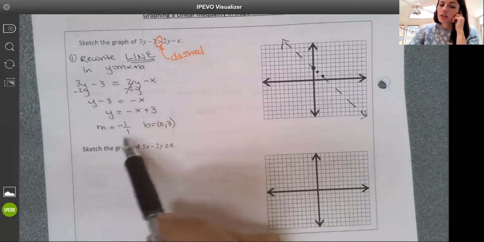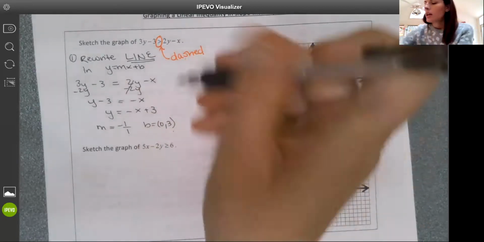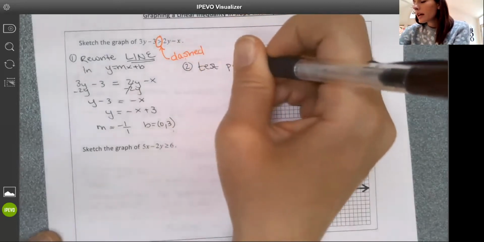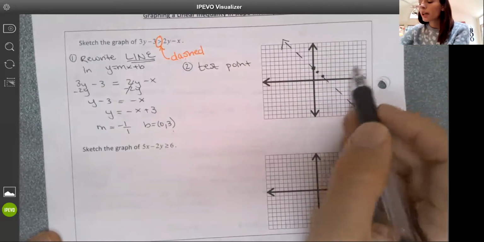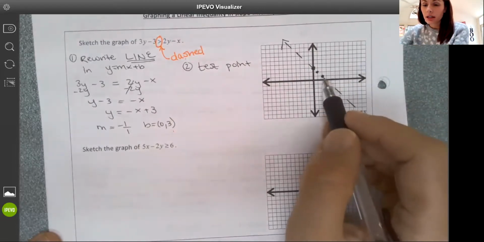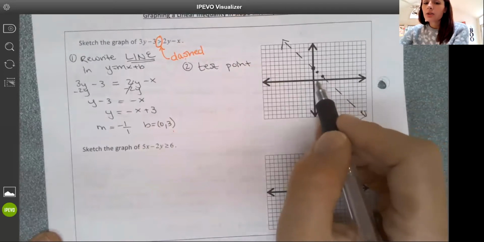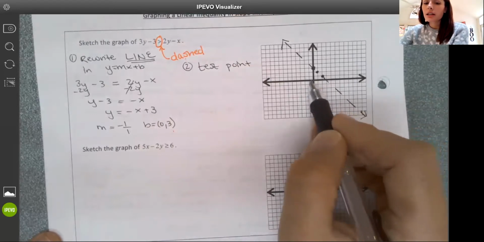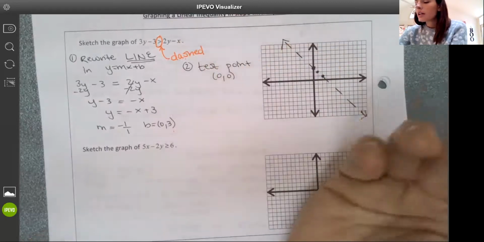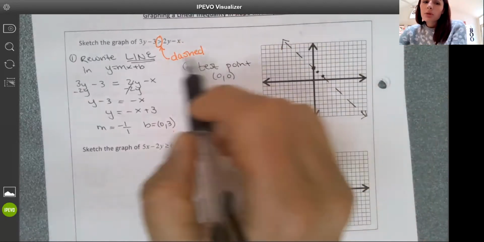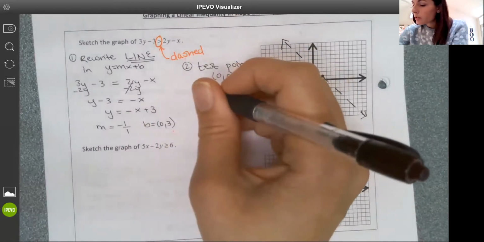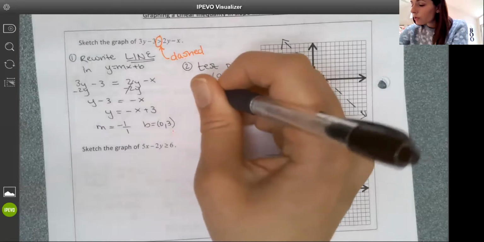I rewrote it, looked at slope and y-intercept. Now I'm going to test a point. You can test any point that's to the right or left of this line. What you can't do is test a point that's on the line. I try to test (0, 0). As long as my line's not hitting (0, 0), I can use (0, 0). The reason I use (0, 0) is it makes it easy, because anywhere there's a variable, it's just going to get zeroed out.